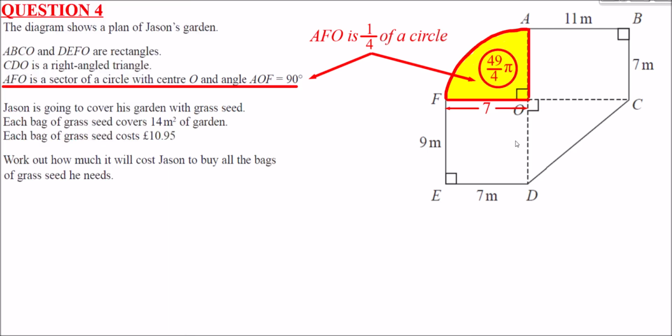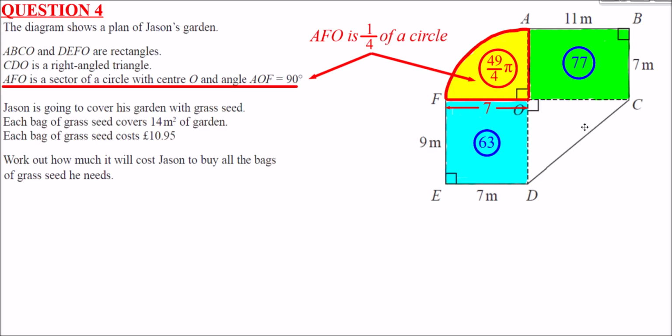The next shape I'm going to look at is this rectangle at the top. This is 11 by 7. The area of a rectangle is the length times the width. So 11 times 7, this is 77. Looking down here now at the second rectangle, which is 9 by 7. This area is 9 times 7, which is 63.